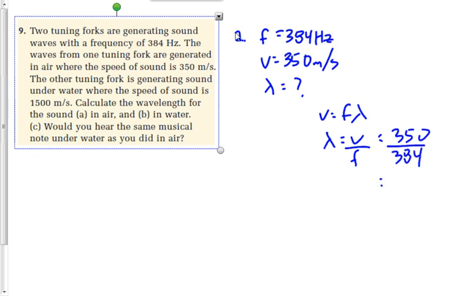Somebody have that value? 350 divided by 384? Hayden? 0.091 meters. All right, let's find the wavelength in question B now.